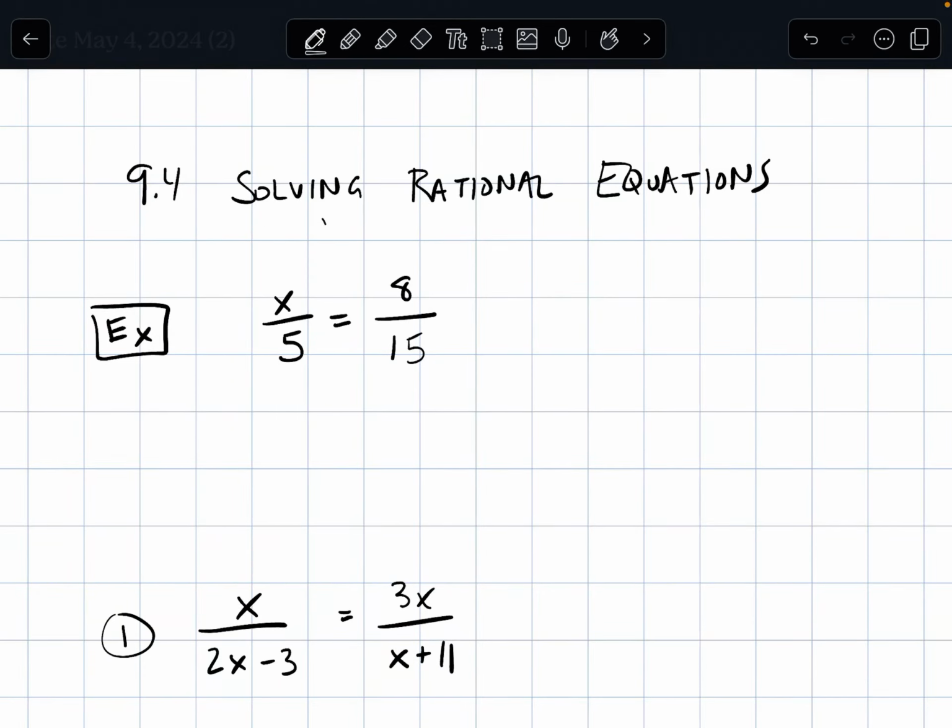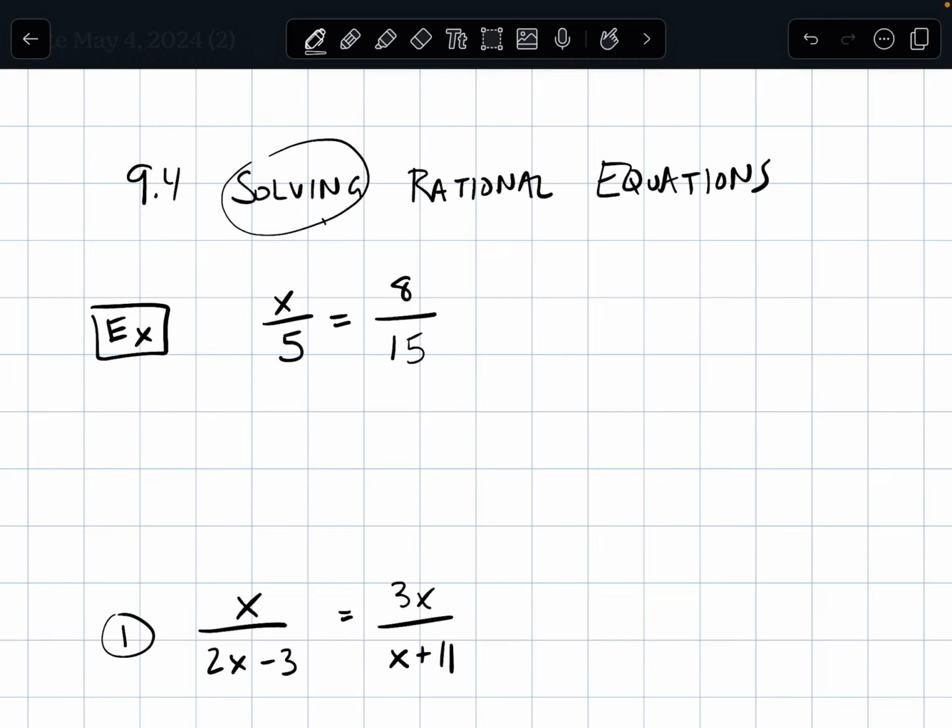In 9.4, we are solving rational equations. So before this section, we've been working with expressions. Now expressions are just fractions, rational expressions, right? We don't have any equal sign. Now we have an equal sign involved, right? All these have an equal sign.